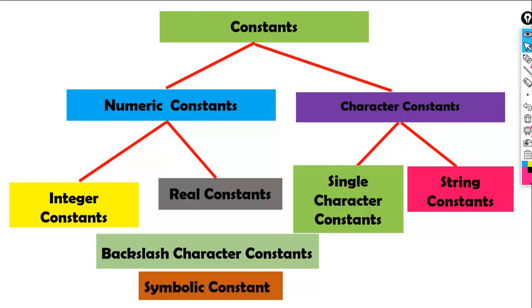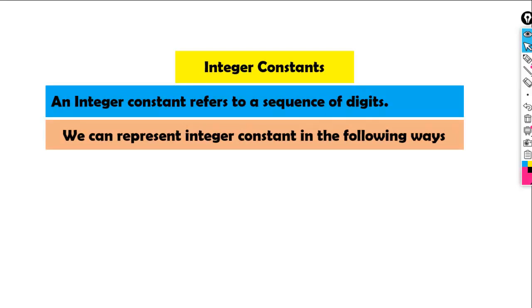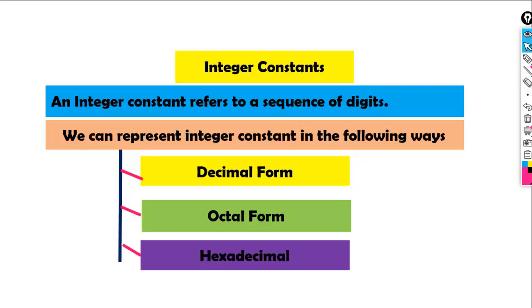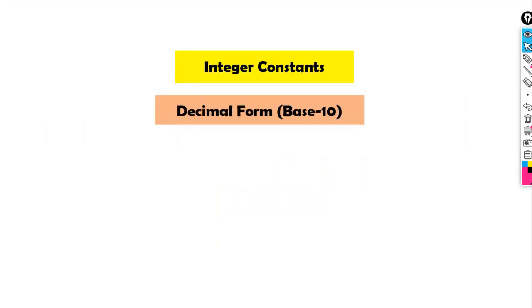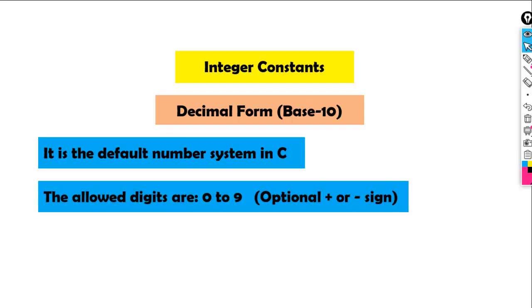Let's first discuss integer constants. So an integer constant refers to a sequence of digits. We can represent integer constant in the following ways: in decimal form, in octal form, or in hexadecimal form. So let's first discuss decimal form of integer constants. Decimal form, which is base 10. It is the default number system in C. Please remember this. Decimal form is the default number system in C. The allowed digits are 0 to 9. Optional plus or minus. Positive numbers and negative numbers both are supported.